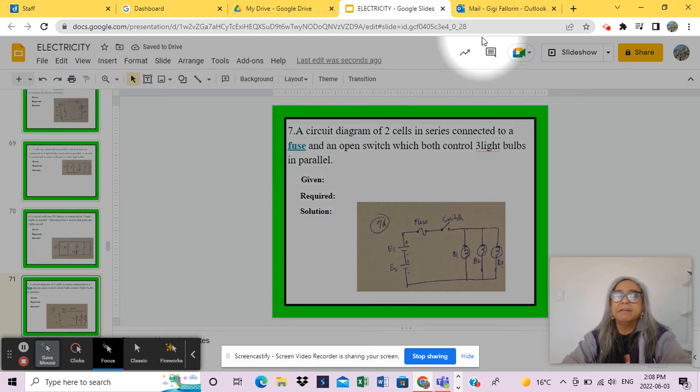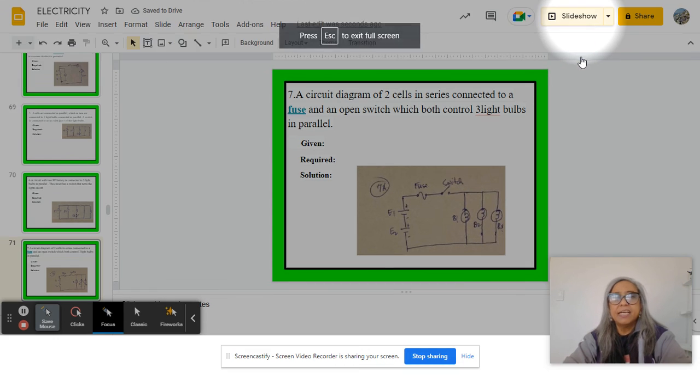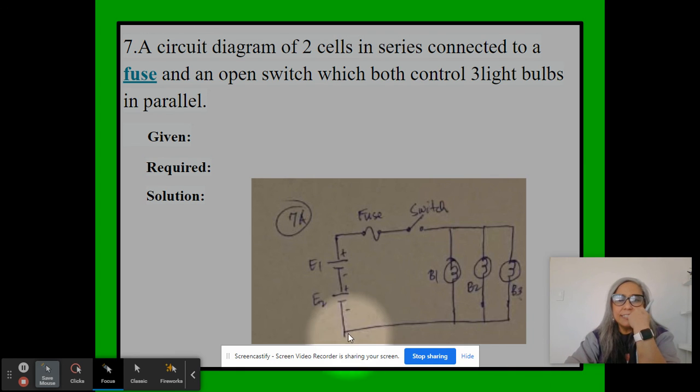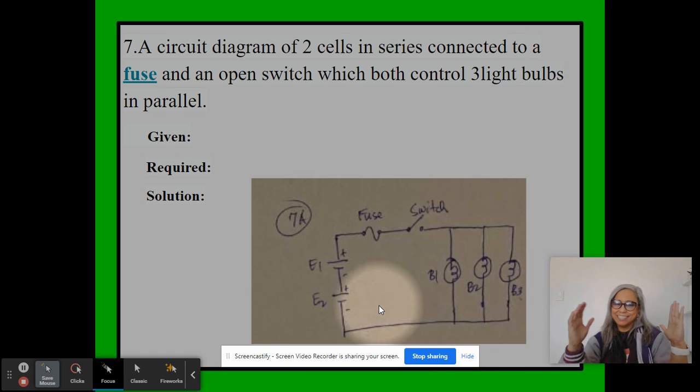Hopefully this is now correct, right? So let me just present it. So two cells connected to a fuse. So two cells in series, okay, obviously one after the other, correct? And a fuse. So the fuse is here. And an open switch. So this is now the open switch, which both control 3 light bulbs in parallel. So very clear. This is clear as glass, right? So there you go.